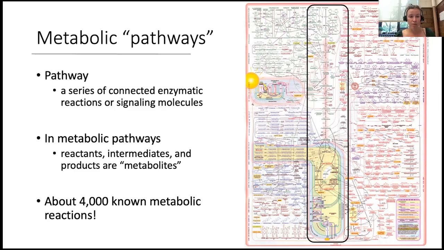In a metabolic pathway, generally we'll call any reactant or substrate, any intermediate product or products, metabolites. Metabolite is like an overarching word for any small molecule used in metabolism. There are about 4,000 known metabolic reactions in the human body, but we are only going to focus on the ones that I've highlighted with this box to the right. It might still seem like a lot.